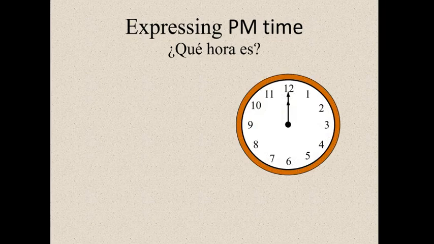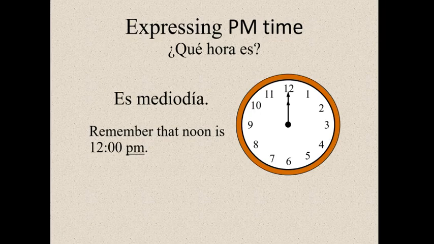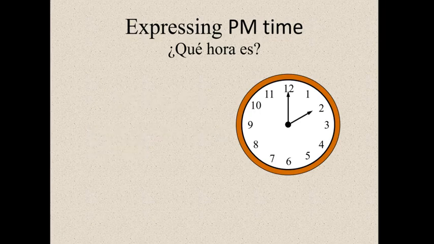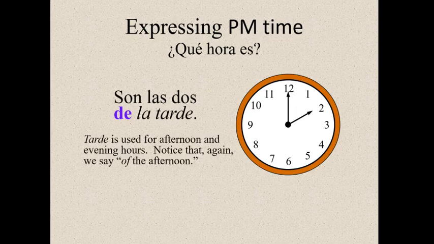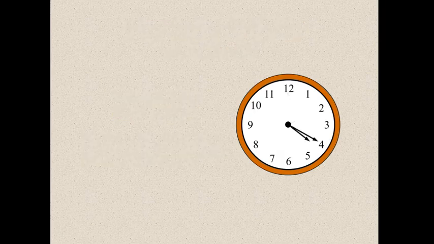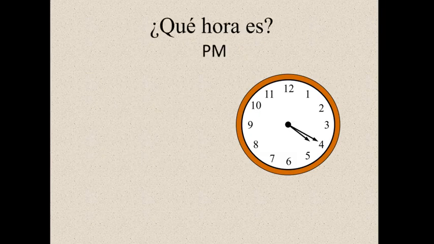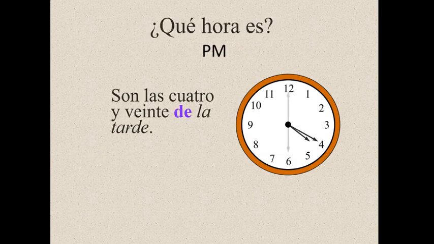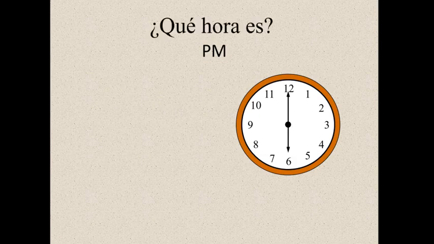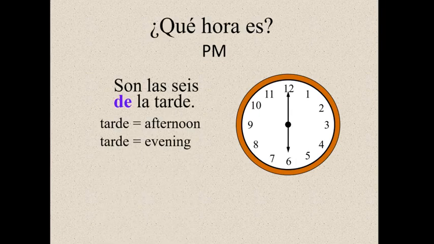¿Qué hora es? Now to express PM time, which is in the afternoon and evening, for 12 o'clock noon, we say es mediodía. Son las 2 de la tarde. Son las 4:20 de la tarde. Son las 6 de la tarde. Tarde can be used for afternoon and evening.